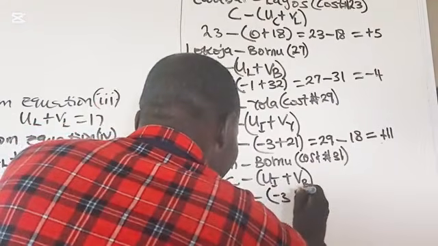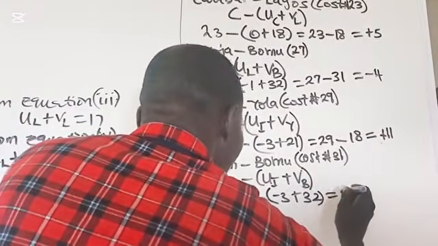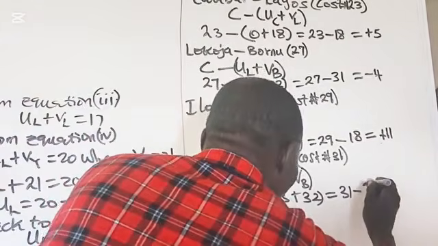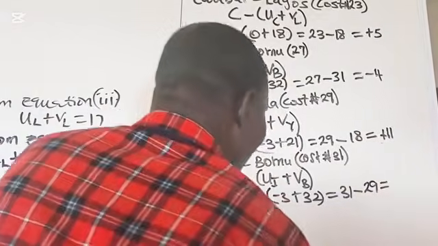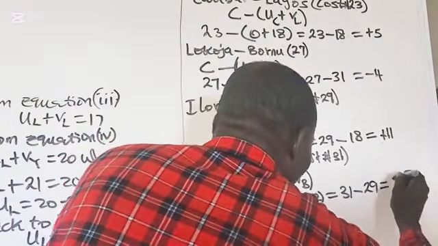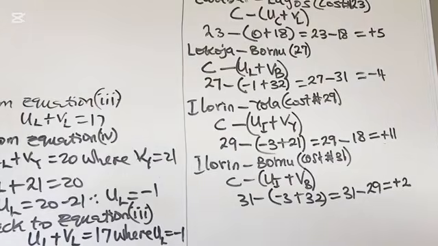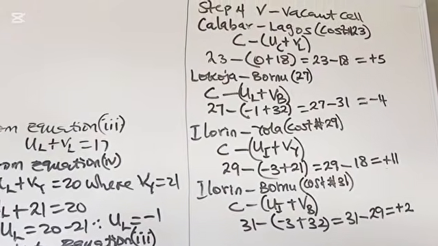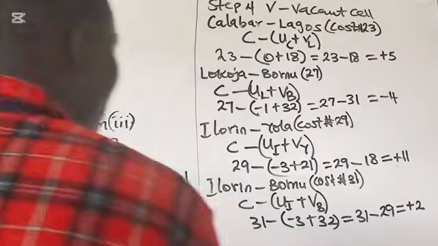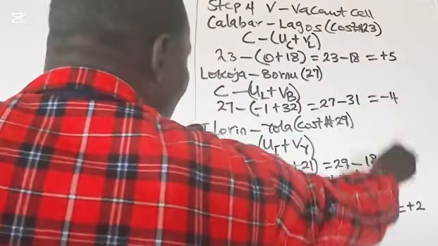UI minus 3 plus VB 32, which is 31 minus 3 plus 32, that will be plus 29. So if you subtract that, 31 minus 29, that is plus 2. If you look at all our results, you have one negative. Since I've told you that the optimal solution is achieved if everything is either positive or zeros.